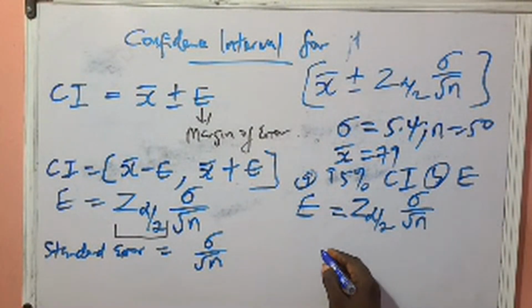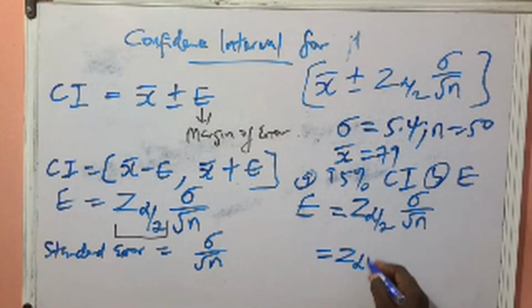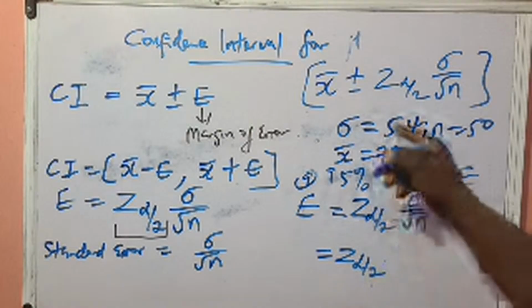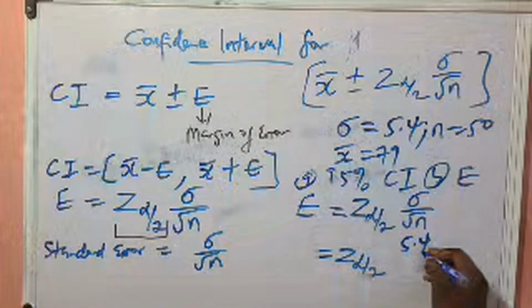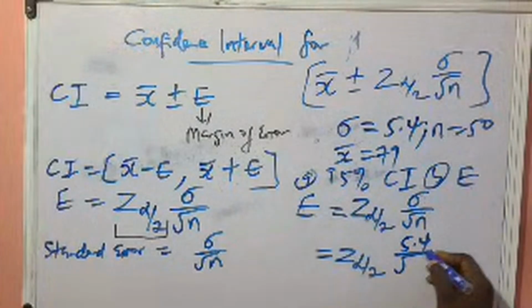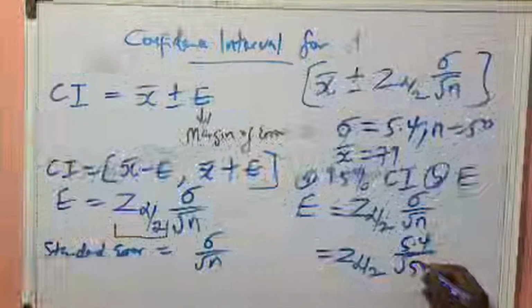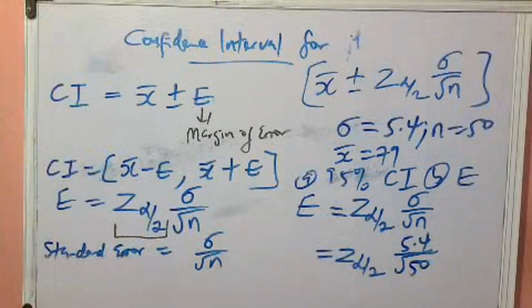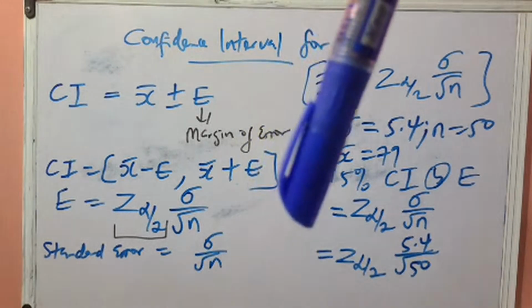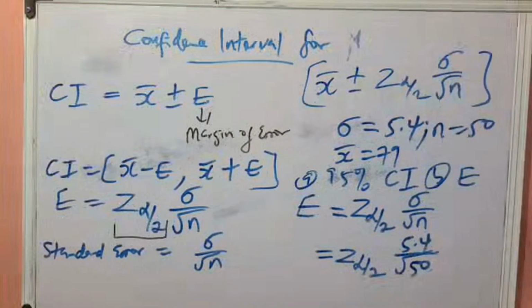So obviously I will be showing you how to find z alpha over 2 very soon. But our sigma here is 5.4. Our n is 50, so the square root of 50. All right. So this is what we just need to go find the critical value and then we'll be good to go.